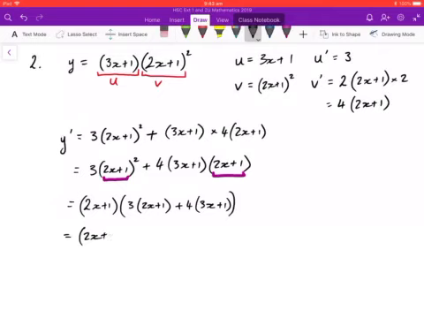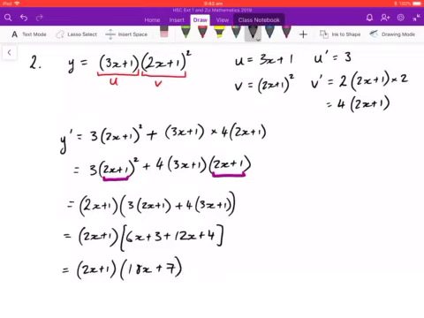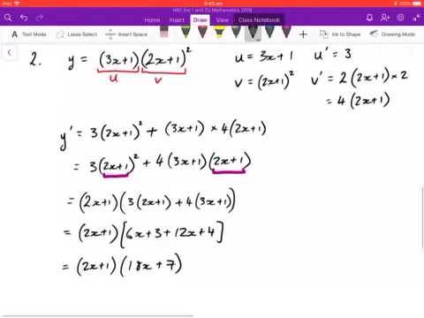Now, the last step I'm going to do is just expand and clean up this second set of brackets. So it's 6x plus 3 plus 12x plus 4. And so my derivative ends up being (2x plus 1)(18x plus 7). Now, that means that we don't have to worry about squares. We've sort of cleaned it up. It's a little bit time-consuming in that case, but certainly, probably less time-consuming than having to expand and then differentiate. And we wouldn't be able to get in such a neat form so easily.